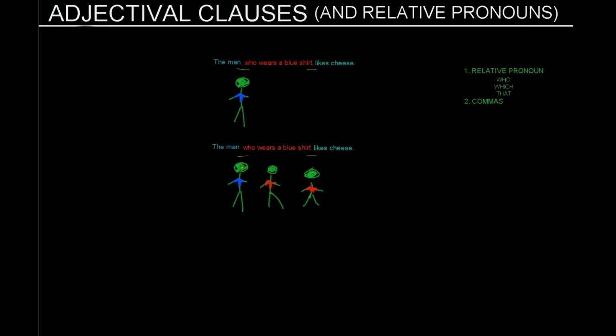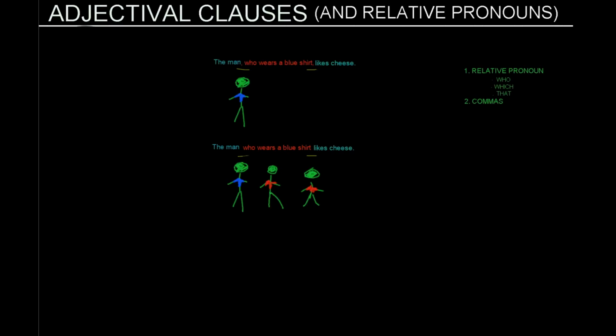This second example, though, we have a group of people. Imagine a group of three men, and somebody were to say, the man likes cheese. Well, you wouldn't know which person you're talking about, and so you have to give a little bit more information for the sentence to make sense in that context. So then you would say, the man who wears a blue shirt likes cheese. So we're specifying which person that is. And in this case, the adjectival clause is necessary for meaning.